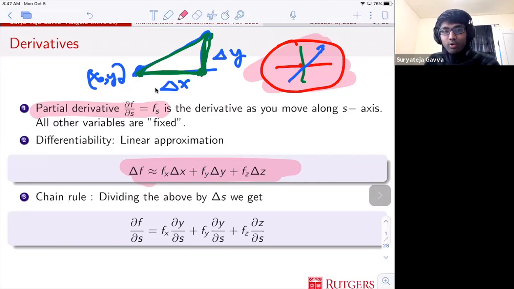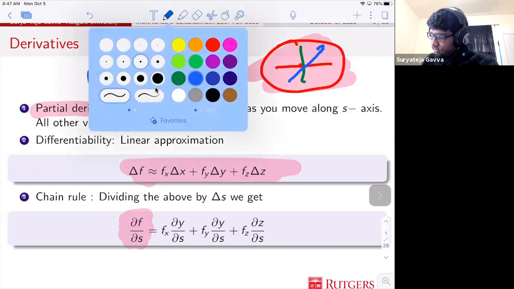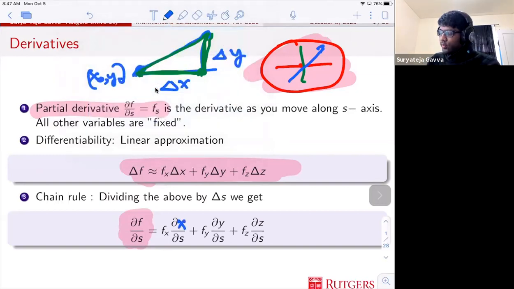For instance, the chain rule is basically take that formula and divide by delta s. If I divide by delta s, I get the derivative with respect to s is fx dou x over dou s plus fy dou y over dou s plus fz dou z over dou s. This gives you the rate of change; you just divide by delta s and take the limit, and that will give you the chain rule.